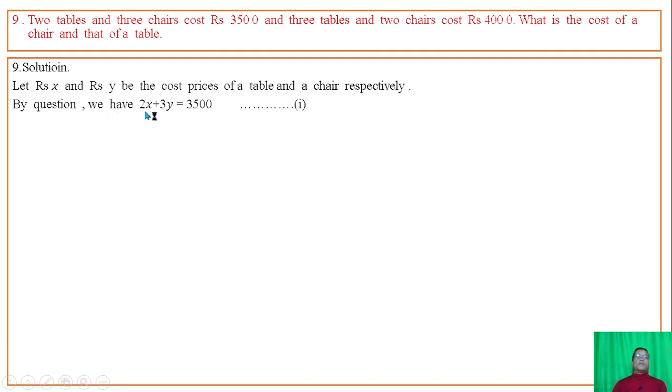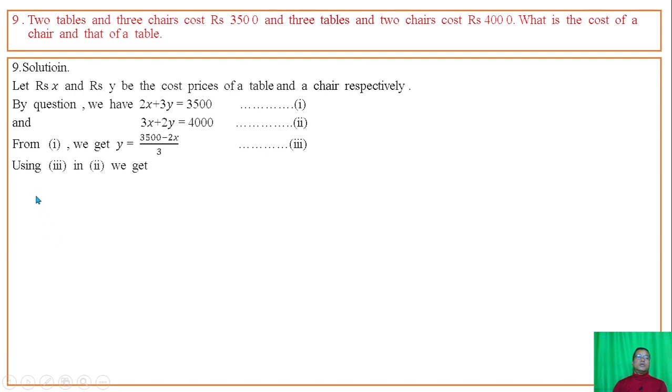By the question, we have 2 times the table, twice x, plus 3 times the chair, thrice y, sum up to 3,500 rupees, which is equation 1. Again, thrice x plus twice y sum up to 4,000 rupees, which is equation 2. From equation 1 we get the value of y as equation 3. Using equation 3 in equation 2 we solve for x.